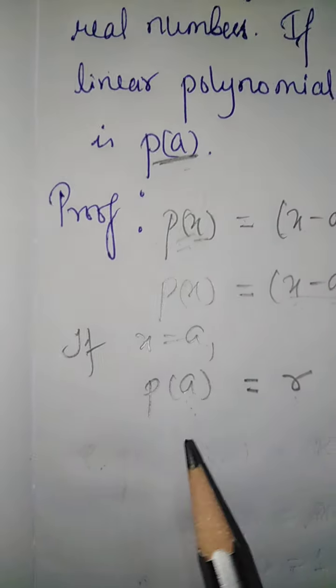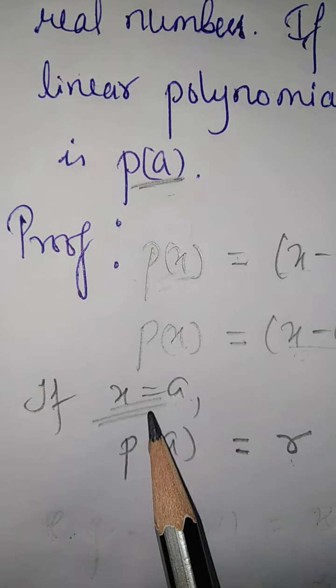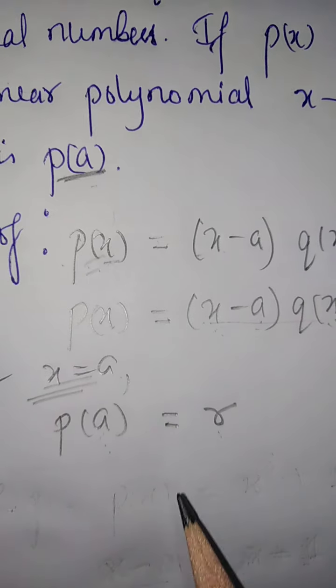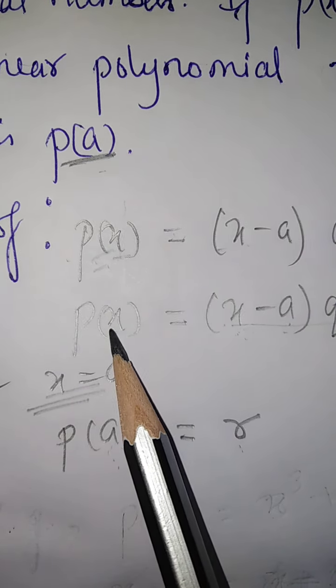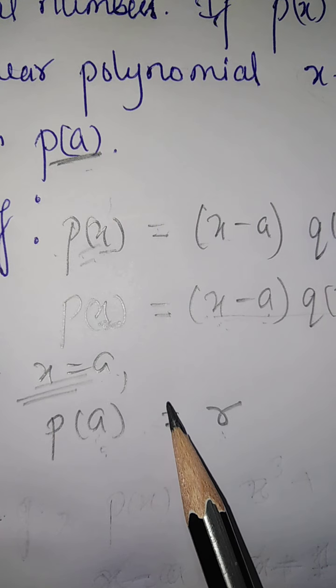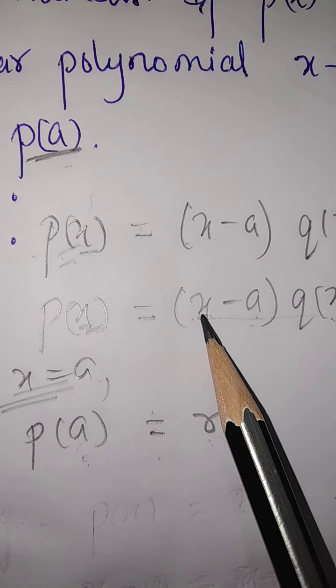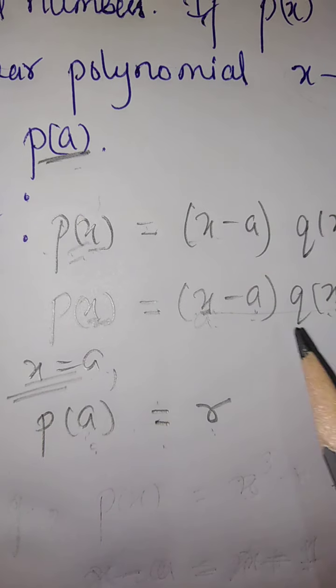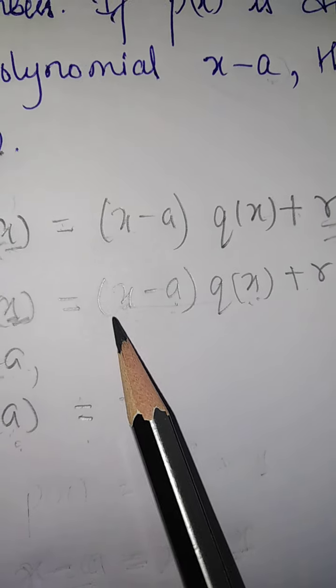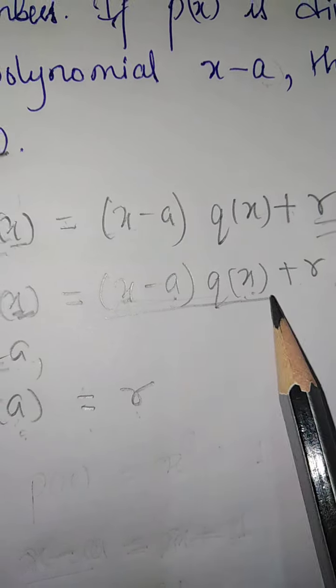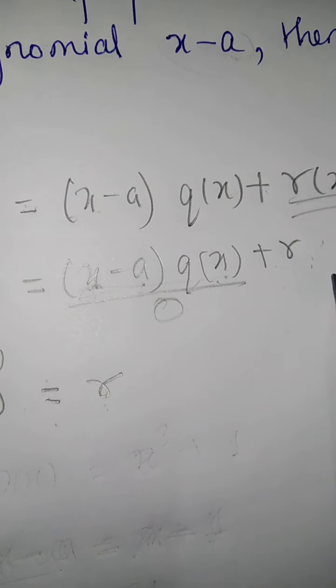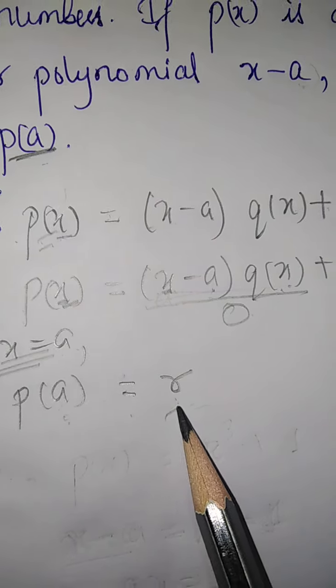Now if we assume that x is equal to a, then in place of x we write a. So p(a) is equal to (a minus a) times q(a) plus r. What is a minus a? It's 0, right? So 0 multiplied with any number is also 0. Now 0 plus r is r. That's why it's r here.